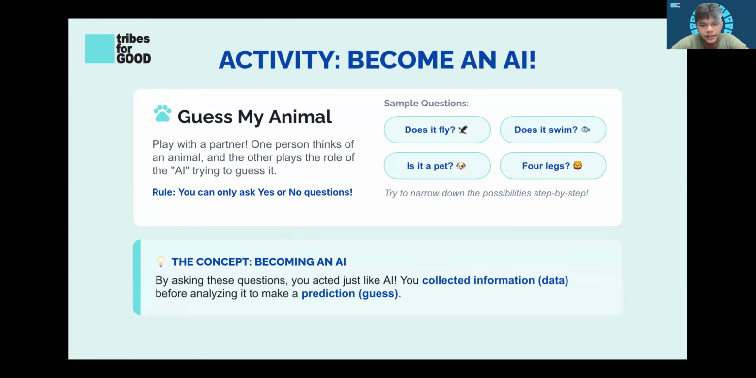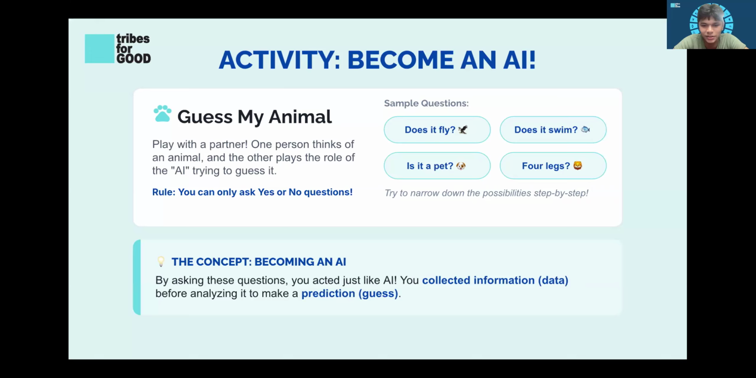So the activity is to become an AI. It is basically to play with a partner. This is basic. I could say it's homework for you guys. You have to play this with a partner. One person is going to have an animal of his or her choice in their mind, and the other one is going to ask yes or no questions. So you can't ask what is your animal's favorite color. That's not a yes or no question.